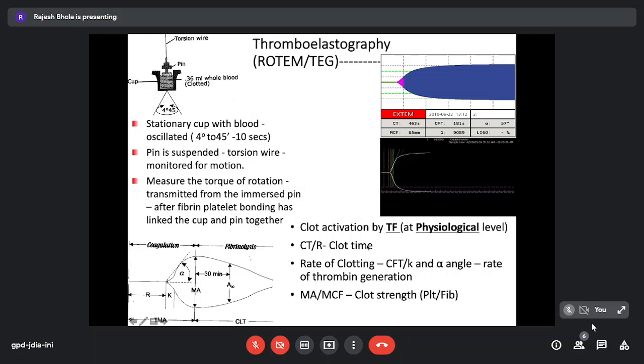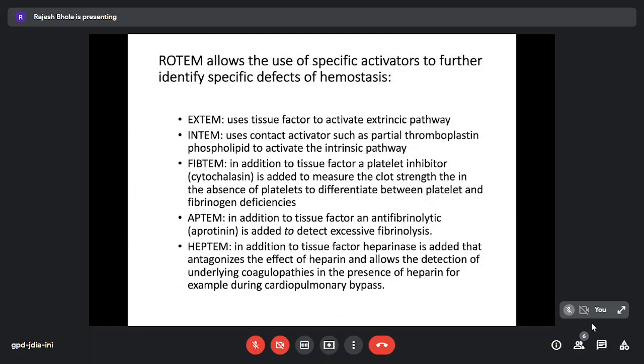There is a clot activation process done by tissue factor at a physiological level. With the addition of this activator, the clot starts forming. The time required to form the clot is the clotting time. The rate of clot formation is indicated by the clot formation time and the alpha angle. The clot strength is indicated by the maximum amplitude or maximum clot firmness, and clot lysis by maximum lysis. But the ROTEM, which is very commonly used, can use specific activators to further identify specific defects in hemostasis. So what are they?